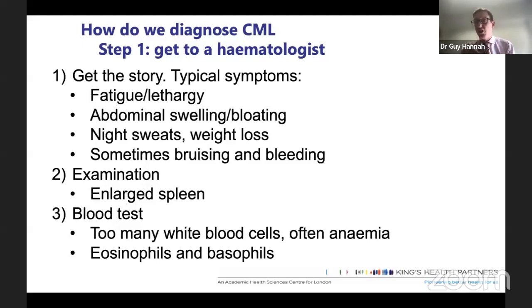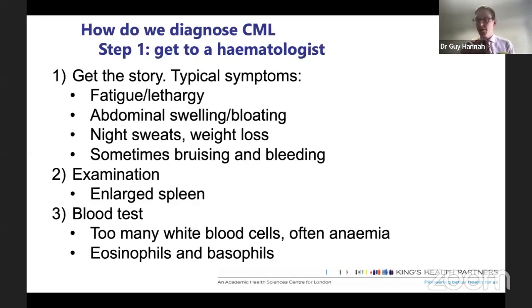So how do we diagnose CML? The journey almost always starts with some sort of interaction with a GP or maybe an A&E or someone who's not an expert. As doctors, when you're trying to find out what's wrong with a patient, you need the history. You need to know what symptoms people have got. People, when they're diagnosed with CML, often have fatigue or lethargy. They may be anemic. You can have abdominal swelling and bloating. That's because of the enlarged spleen. You can have night sweats, weight loss. You can sometimes get bruising and bleeding.